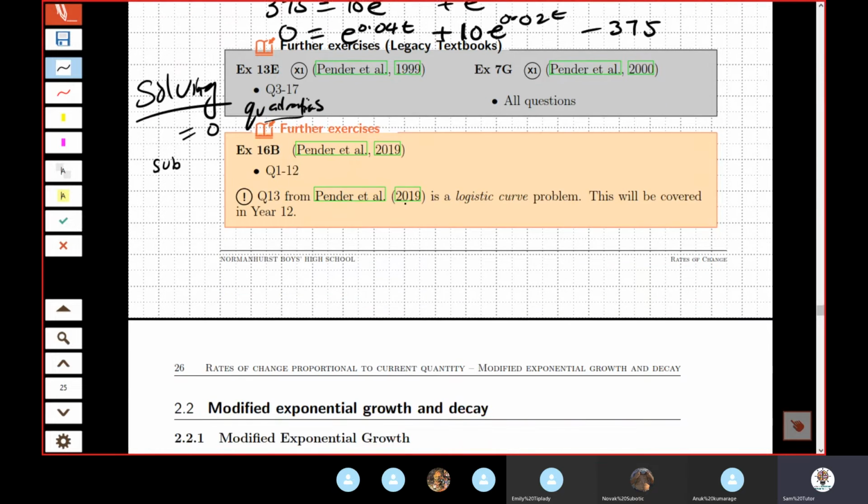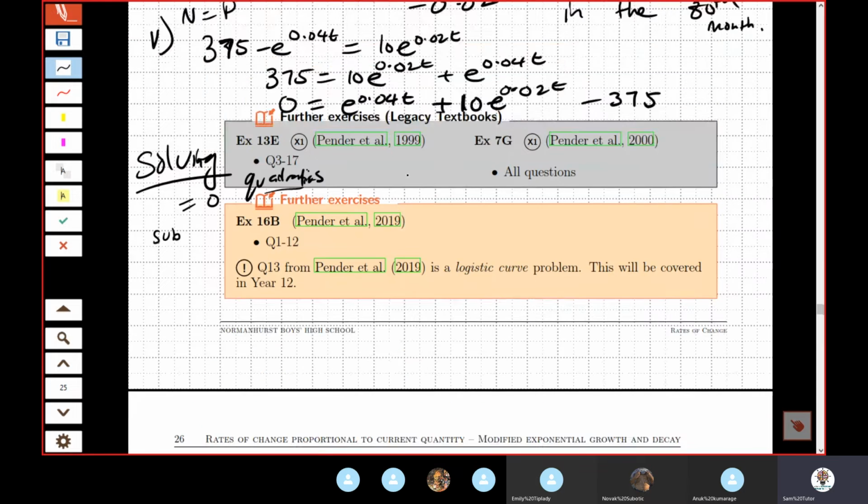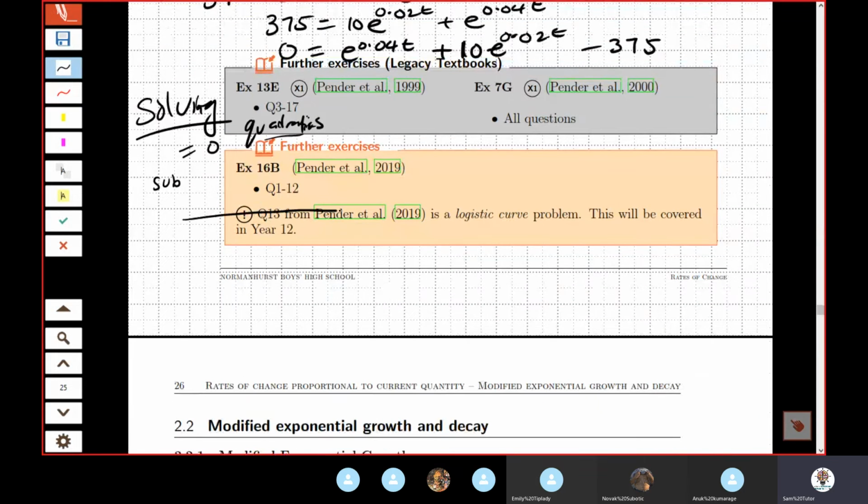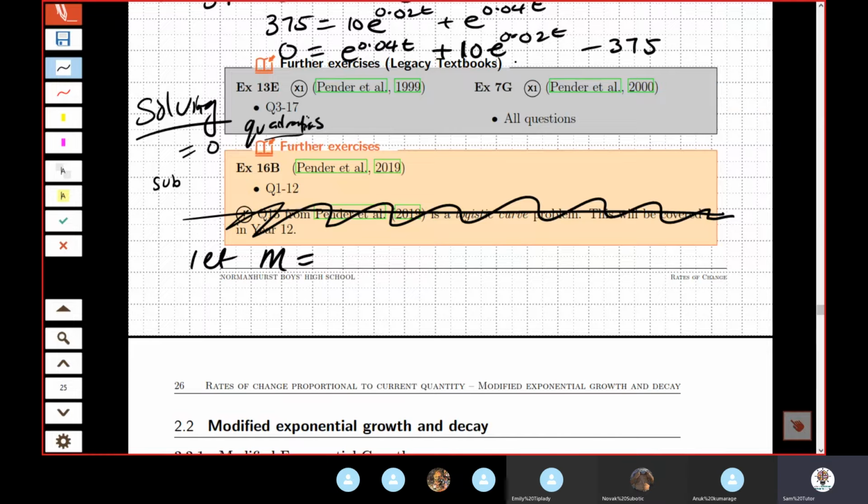So I'm just gonna find some room to write it in. All right. So let's do it here. Let m equal to the middle term. That was the trick. Let m equal to e to the 0.02t. So therefore, this becomes m squared plus 10m minus 375.